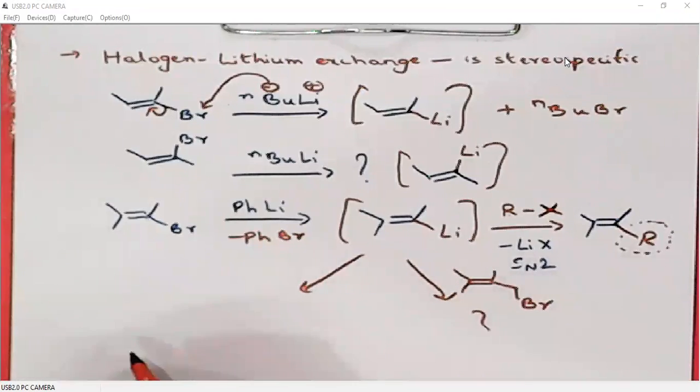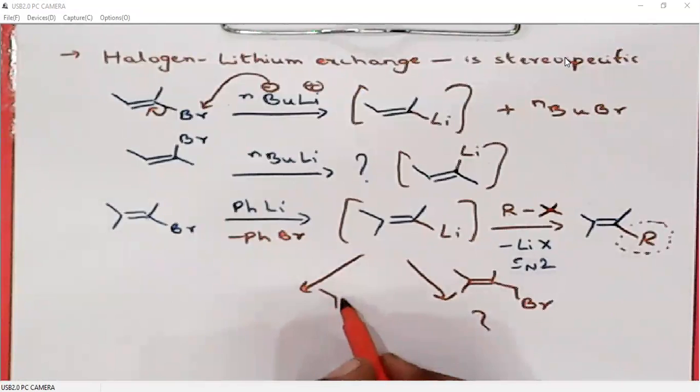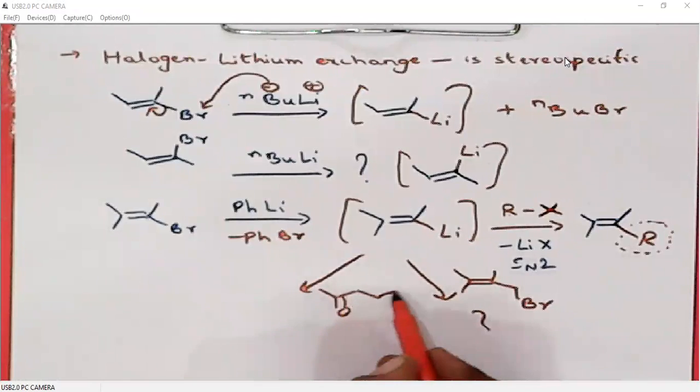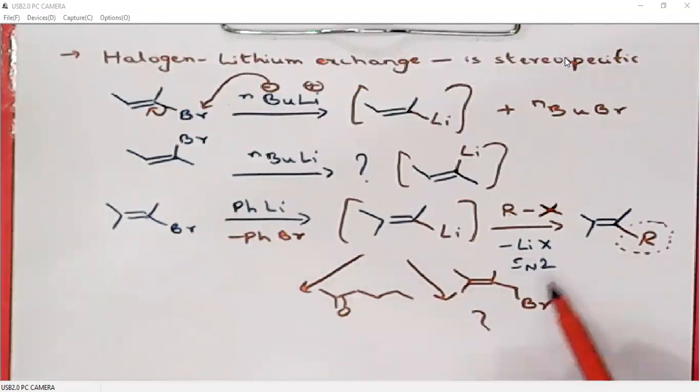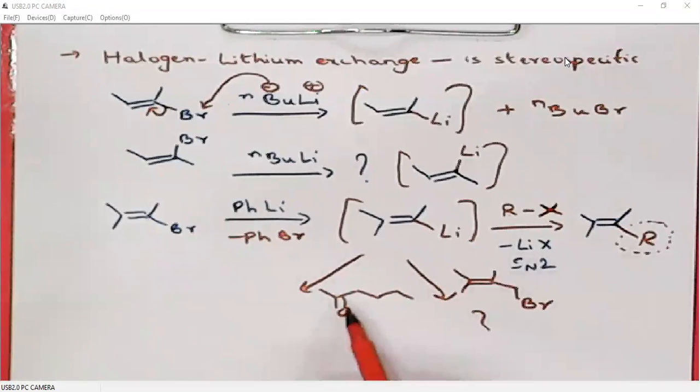What is the product here? So it undergoes SN2 reactions, or in this case it undergoes nucleophilic addition because it is a carbonyl compound. This molecule will undergo nucleophilic addition to this compound. So you write the products here.